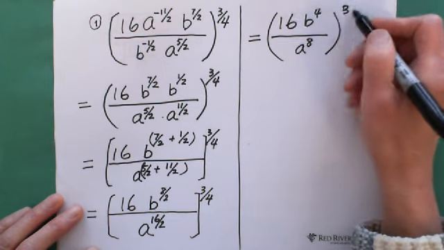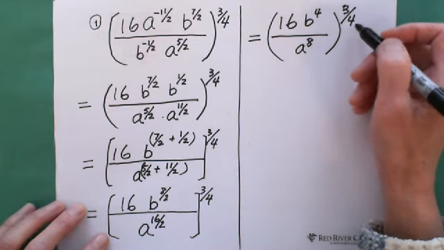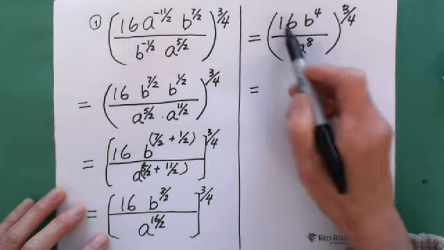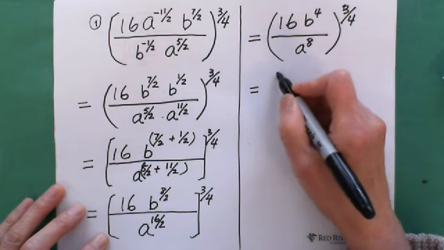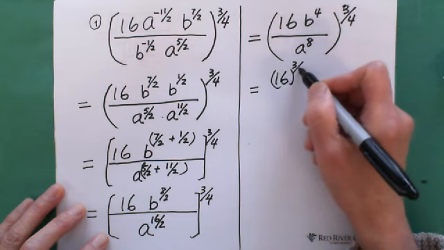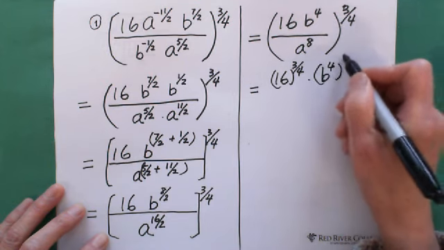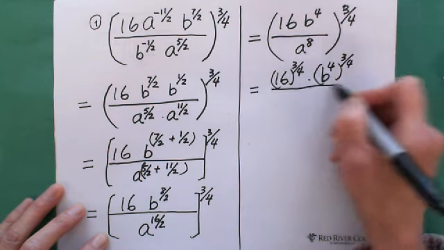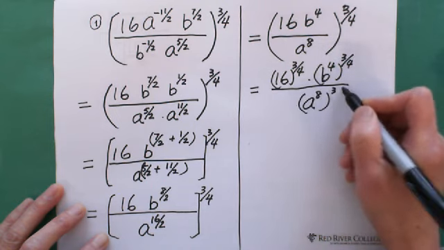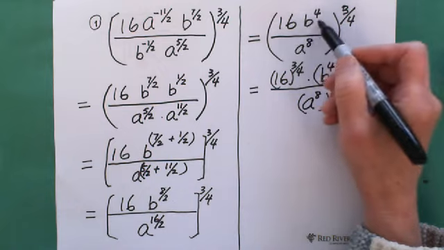After simplifying the inside, we then work with the 3 over 4. So we can separate: 16 still on top, 16 to the 3 over 4 exponent, b to the 4 to the 3 over 4 exponent. The bottom is a to the 8, to the 3 over 4 exponent. Because this is a 3 over 4 exponent, you need to give it to each factor.